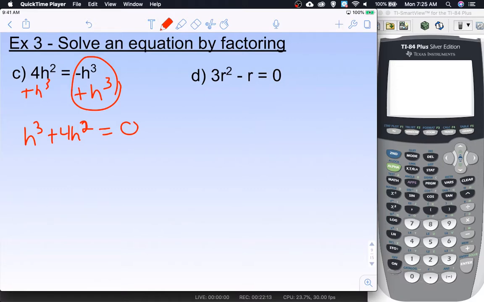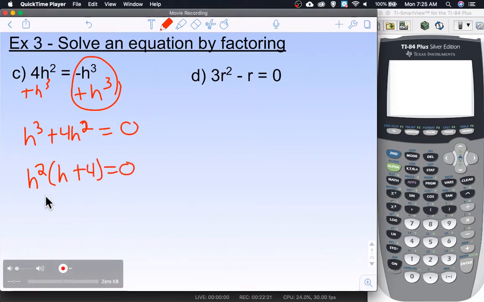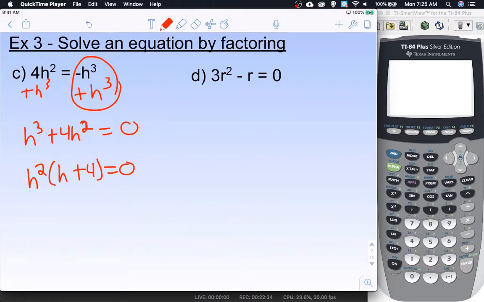Both of those terms have an h squared they can give up, and then left inside I would have an h plus 4. h squared times h is h cubed. h squared times 4 is 4h squared. Set both pieces equal to 0. Either h squared equals 0 or h plus 4 equals 0. On the right hand side, when you subtract 4 on both sides, h equals negative 4.